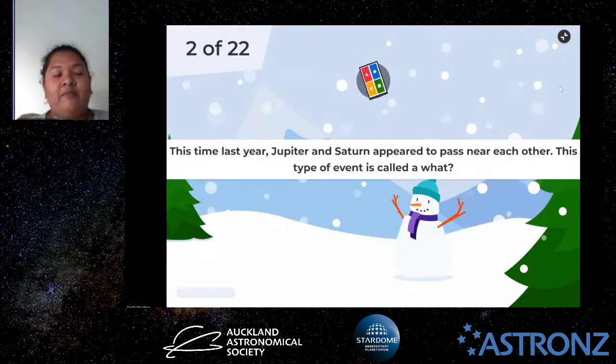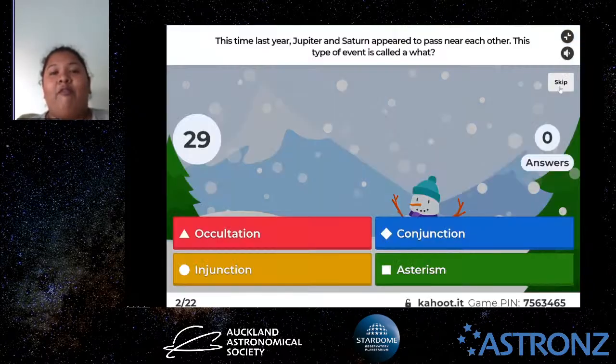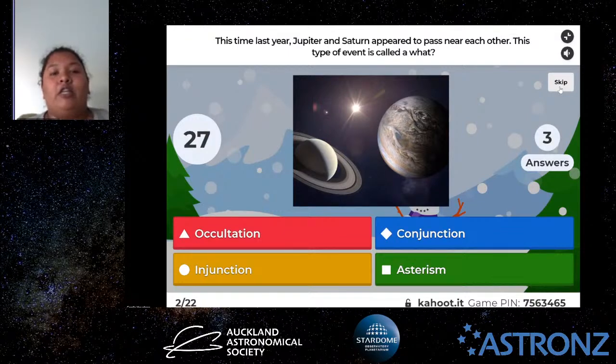Here's the second question. So this time last year, Jupiter and Saturn appeared to pass near each other. This type of event is called a what? So in astronomy, we have a term for when 2 objects appear to be really, really close together or pass near each other in the sky. What is the term that we use for that particular event? So your options are occultation, conjunction, injunction, and asterism.